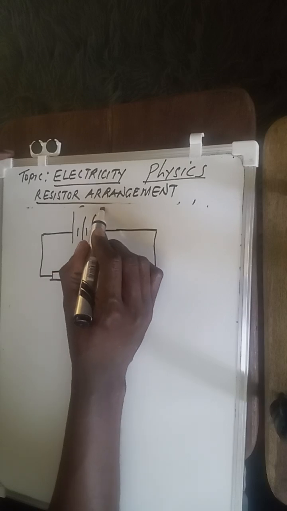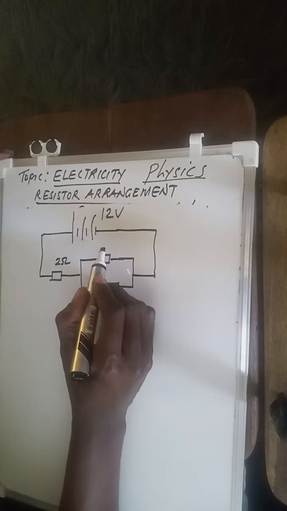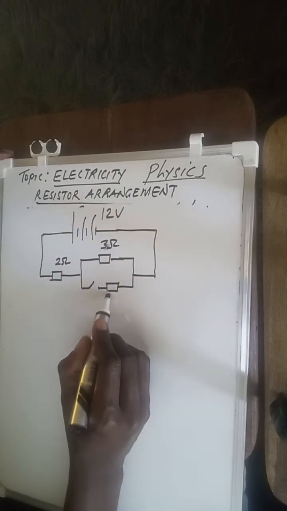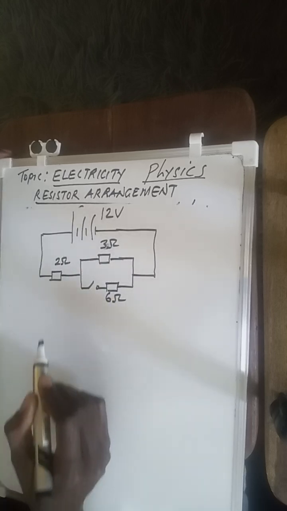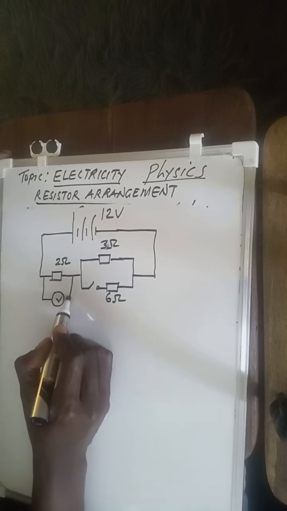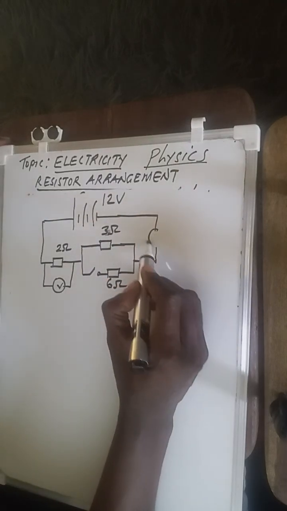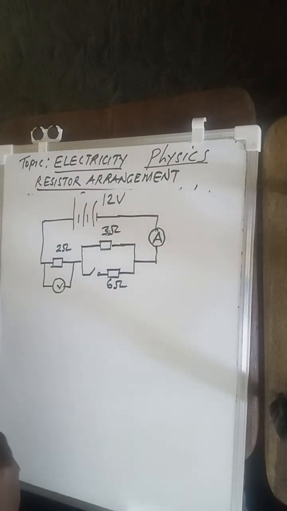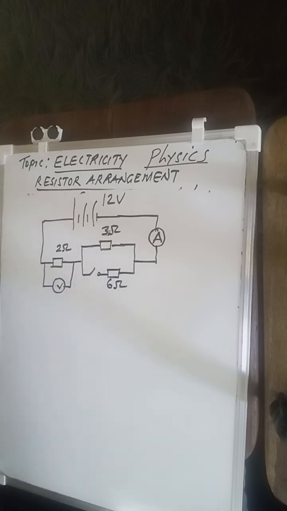They gave us the battery source was 12 volts. This was a 2 ohms resistor, and they gave us that was a 3 ohms resistor, and they gave us that was a 6 ohms resistor. Then here we had a switch there. So we had a switch, then this one was connected to a voltmeter. The 2 ohms resistor was connected to a voltmeter. And there, there was an ammeter. Remember, an ammeter measures current in the circuit. A voltmeter measures the voltage across the components that you are measuring.